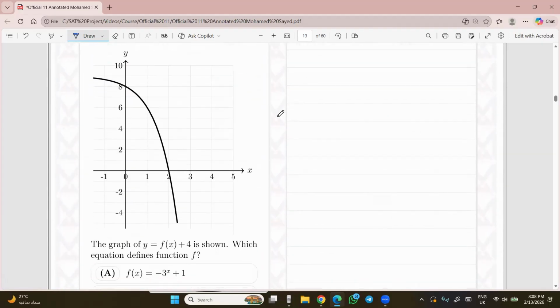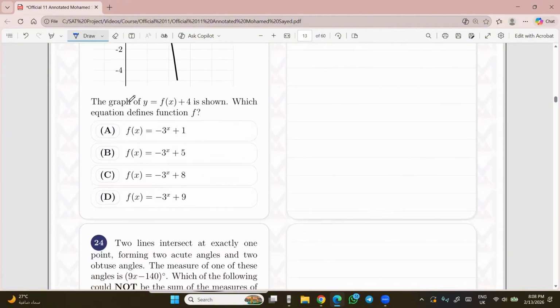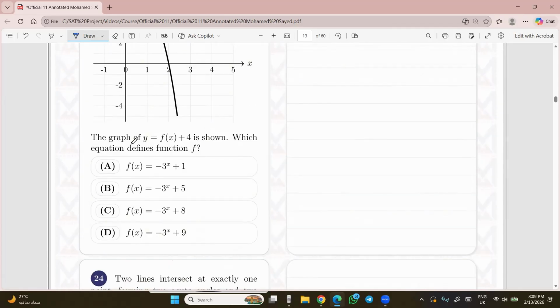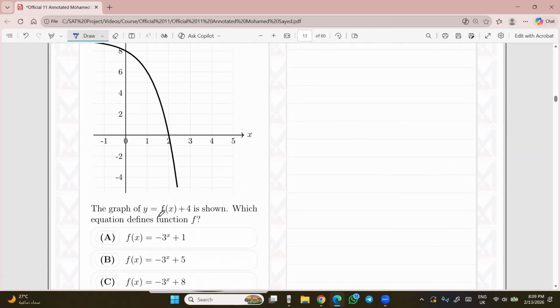Question number 23, we have an exponential function, as you can see. And it says the graph of y is equal to f of x plus 4 is shown. We need to find which equation gives f of x itself. This is the graph of y equals f of x plus 4, which means we moved the f of x 4 steps up to get this. So it was 4 steps down.